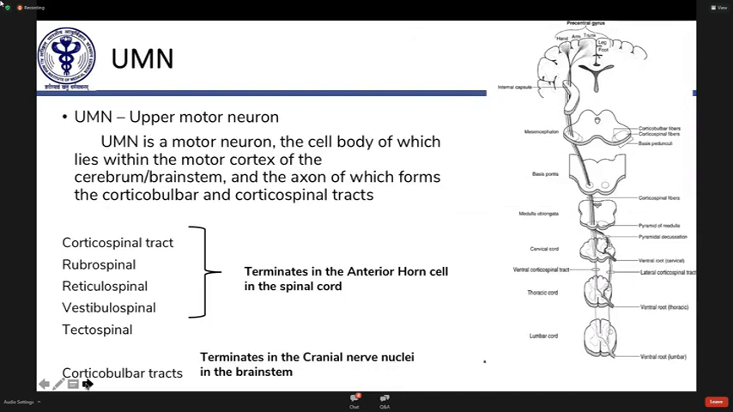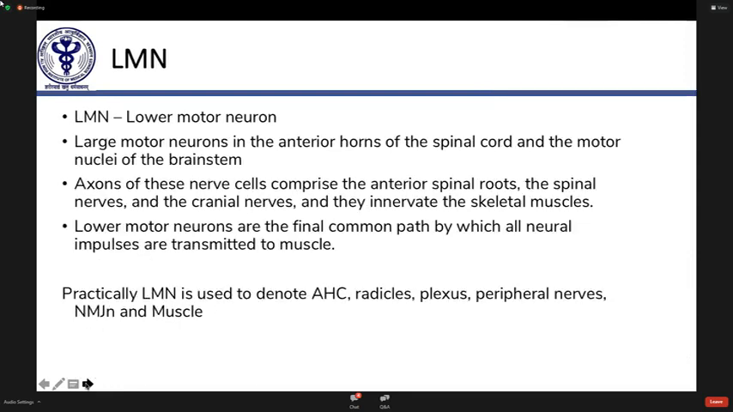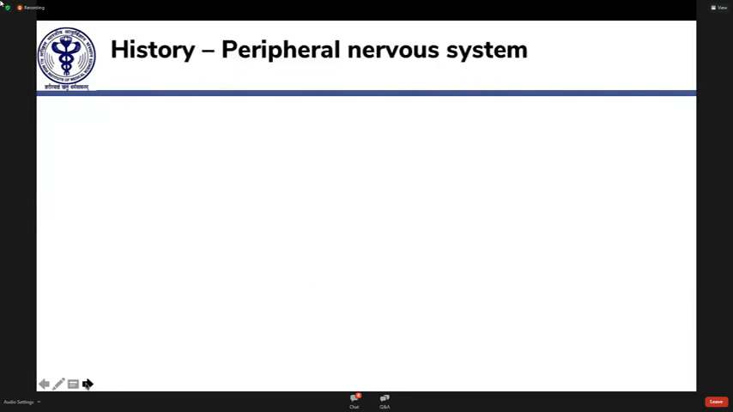So the UMN, which we all know, has its cell body within the motor cortex or the brainstem, and the corticobulbar and corticospinal tracts terminate either in the anterior horn cells of the spinal cord or the cranial nuclei. Until that point is the upper motor neuron. From the cranial nuclei or the anterior horn cell onwards, the lower motor neuron system starts. It mainly consists of the anterior horn cell in the spinal cord and the motor nuclei of the brainstem, and the axons comprise the anterior spinal roots, spinal nerves, and go up to the skeletal muscle. So the LMN is the final common pathway. The rest of the anatomy, I think Neeraj has covered pretty well.